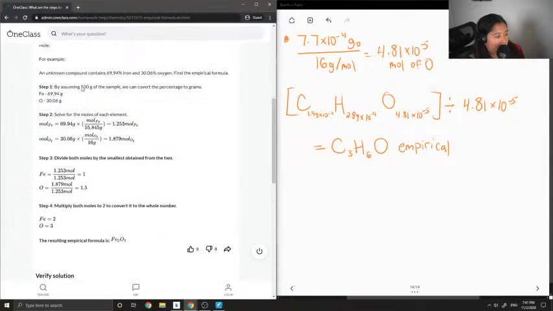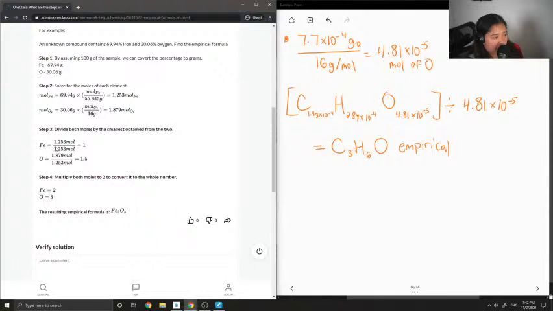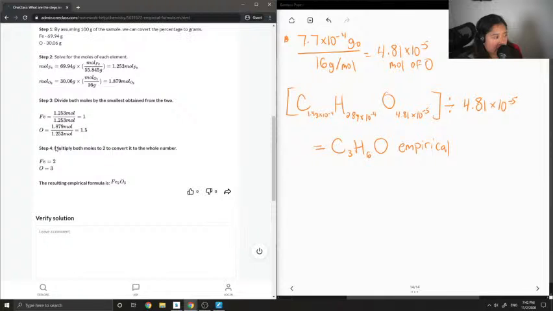So they have an example of their own. They say an unknown compound contains 69.94% iron and 30.06% oxygen. Find the empirical formula. So this is when you would convert by assuming 100 grams of the sample, we can convert the percentage to grams. And then they found the number of moles of each element divided by the smallest value obtained.